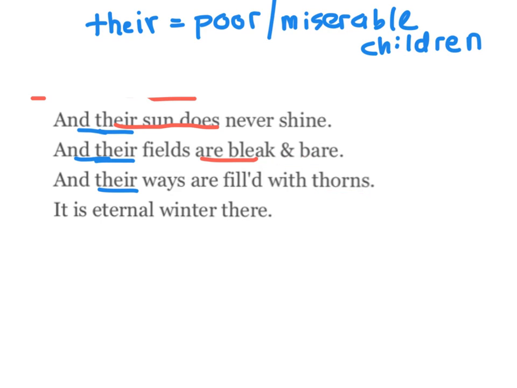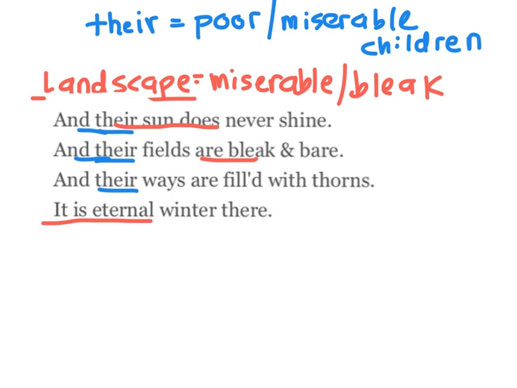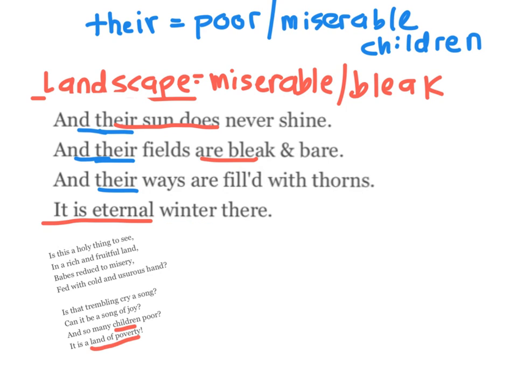And the final line says that in this landscape, it is eternal winter. So we conclude that this landscape is pretty miserable and bleak. Remembering earlier in the poem where we talked about this land of poverty these children live in, this land of poverty is the landscape being talked about here, where these poor and miserable children are living.